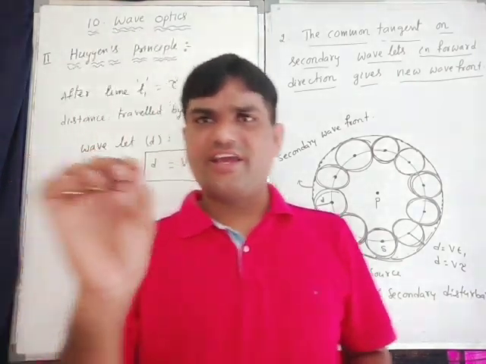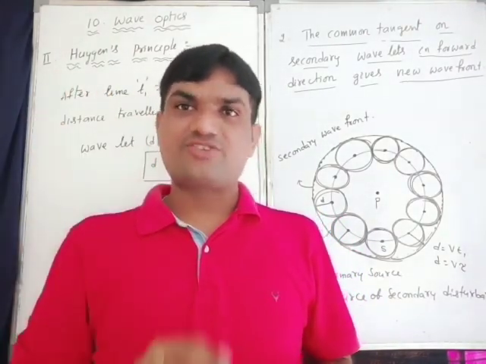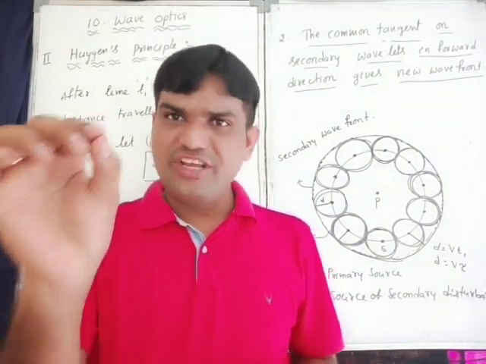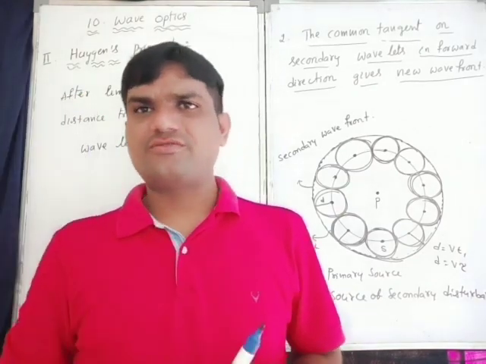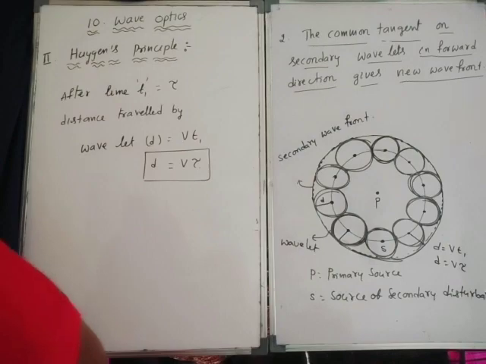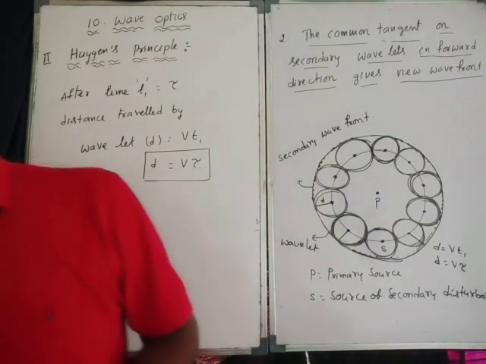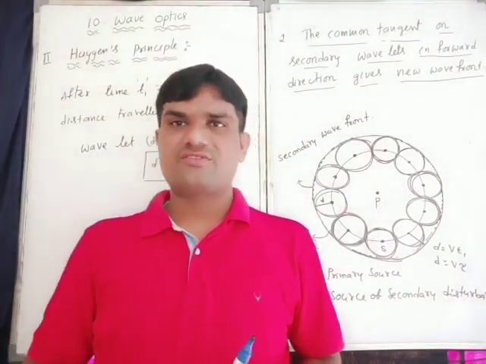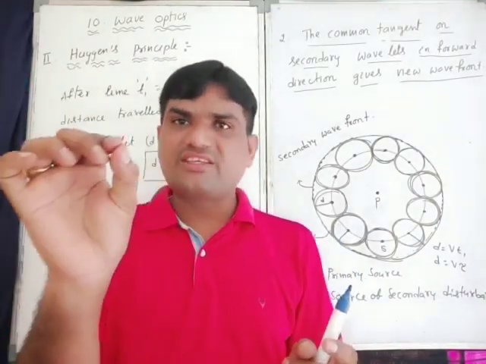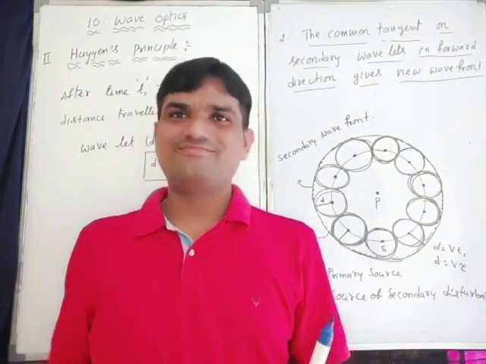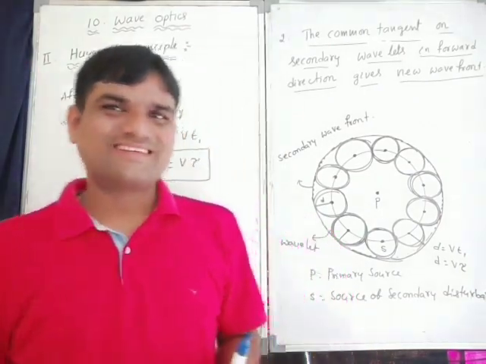So what is that? Each point on a wavefront acts as a source of secondary disturbance, which emits its own wavelets. Their own wavelets are called secondary wavelets. These secondary wavelets spread in every direction with the speed of the wave. This point is very important. Remember everybody. Right. So next.